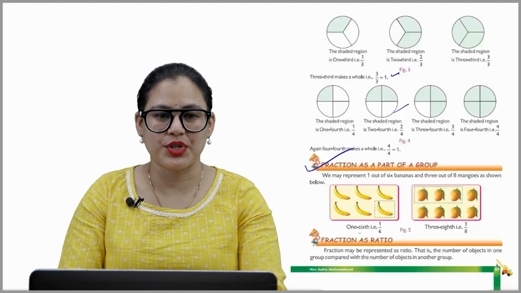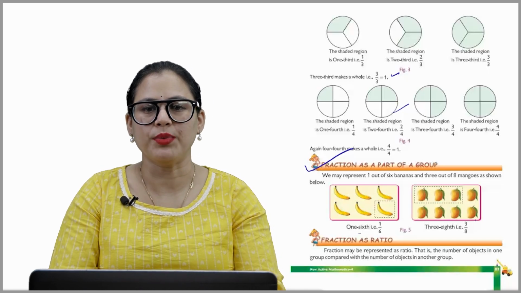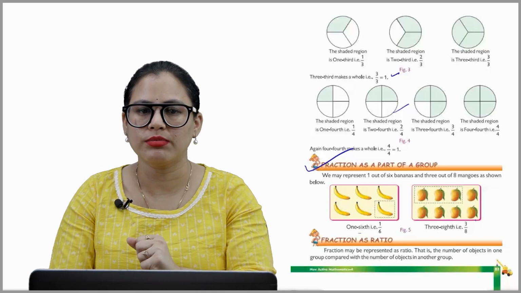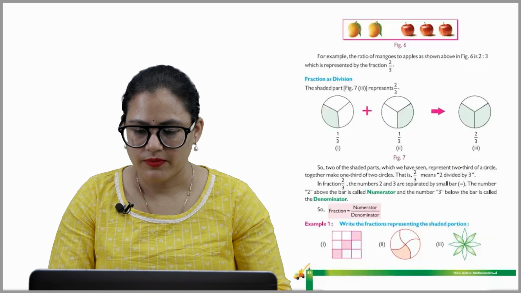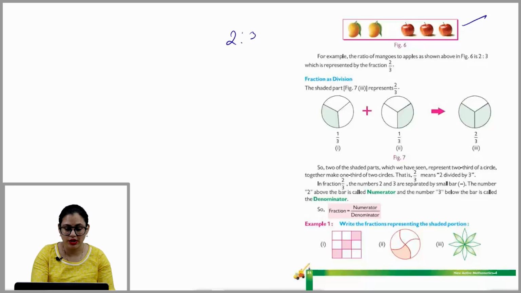Fraction as a ratio. A fraction may be represented as a ratio, that is the number of objects in one group compared with the number of objects in another group. For example, the ratio of mangoes to apples as shown in figure 6 is 2:3, which is represented by the fraction 2 by 3, right?